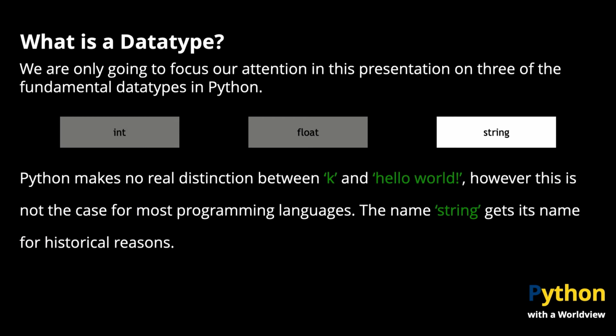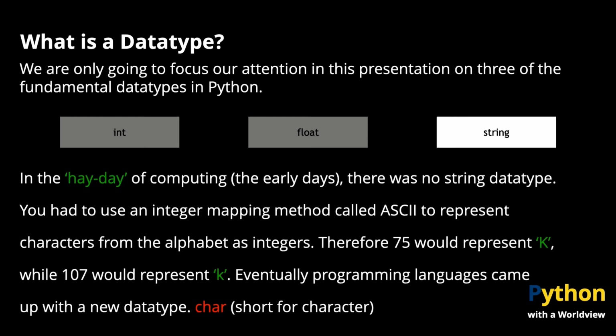Now, Python makes no real distinction between lowercase k and hello world. They're both strings as far as Python is concerned. However, this is not the case for most programming languages. The name string gets its name for historical reasons.